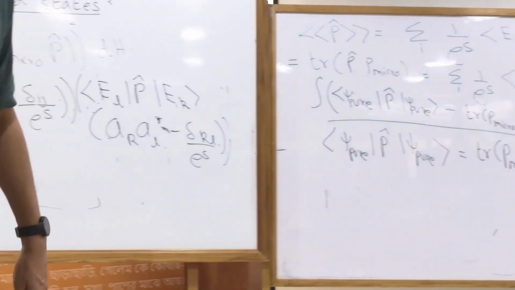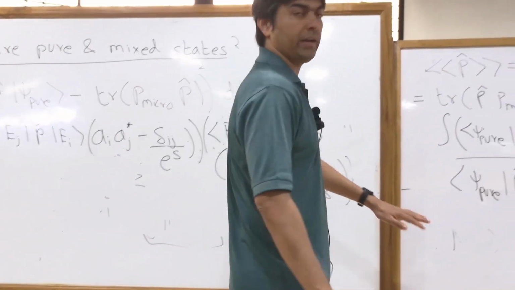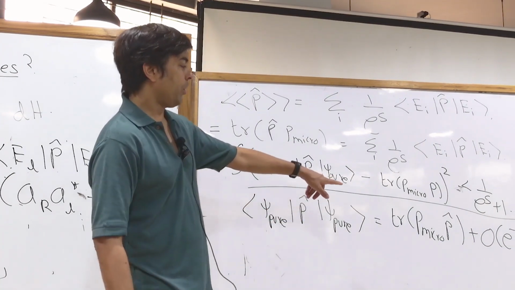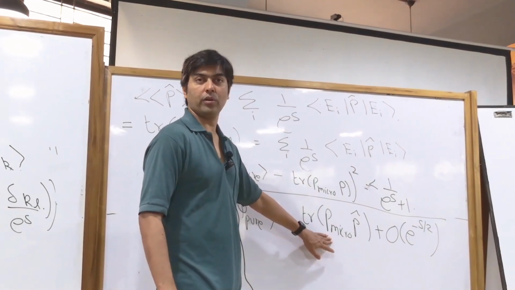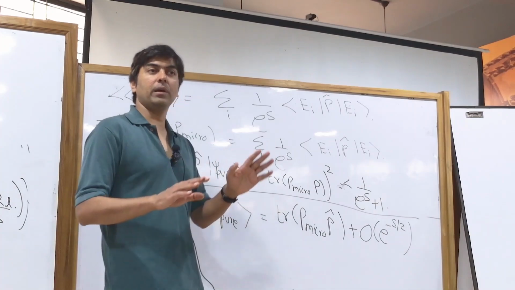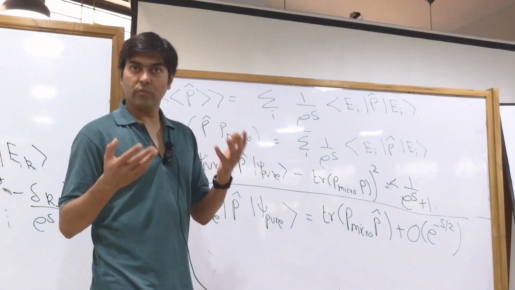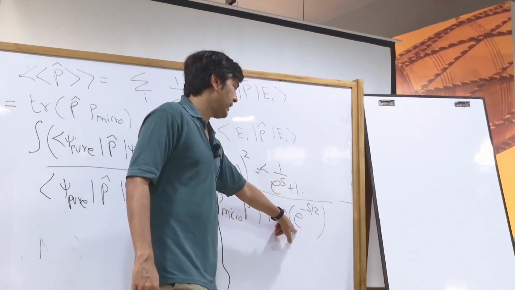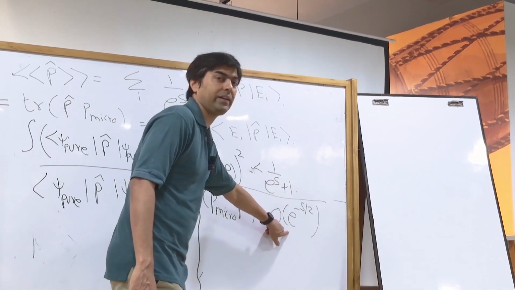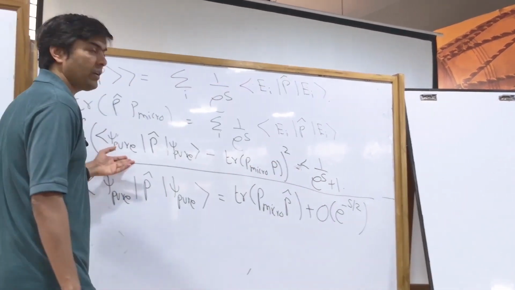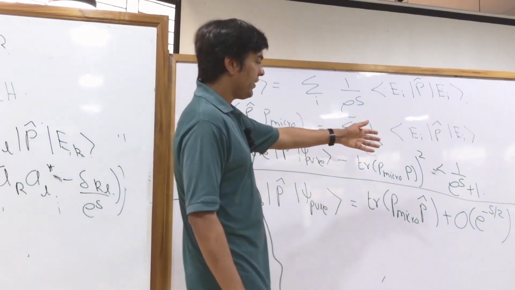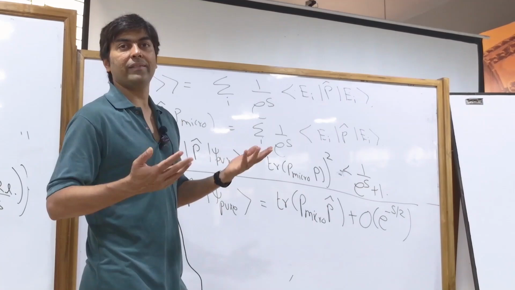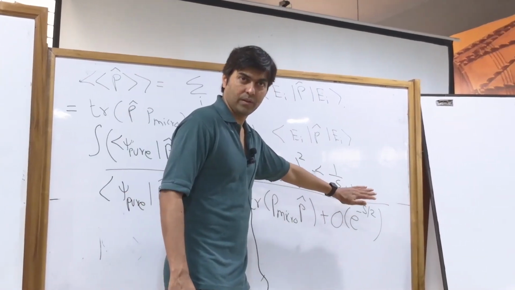What we derived here is that if you take a typical pure state and you look at the expectation value of P hat, it is almost like the expectation value in the microcanonical ensemble. Up to a typical deviation, the deviation depends on which state you're in, but the typical size of the deviation is always of order e to the minus s by 2. Why e to the minus s by 2? Because this was the square of the deviation. The square of the deviation was 1 by e to the s. Therefore, the typical deviation is order e to the minus s by 2. The 1 here doesn't matter. Okay.